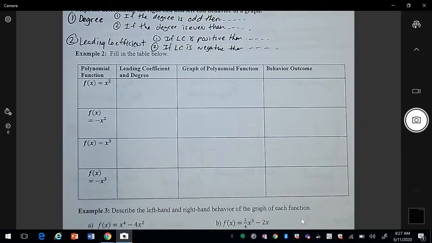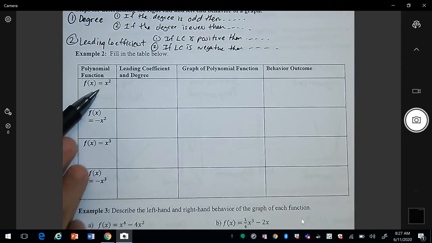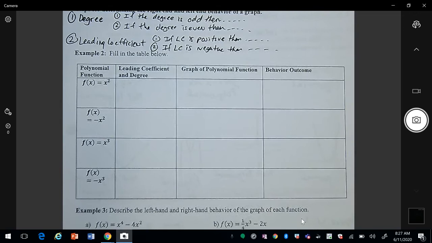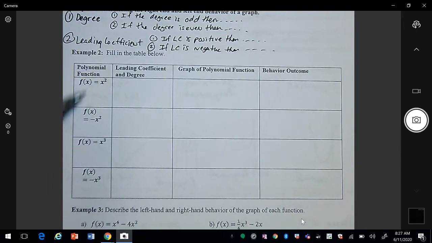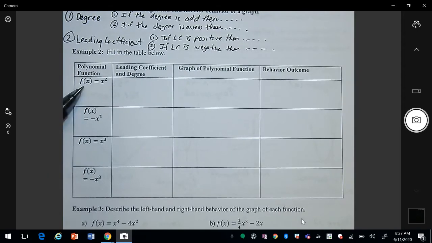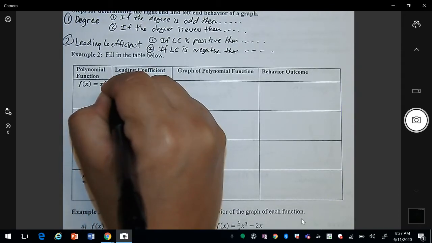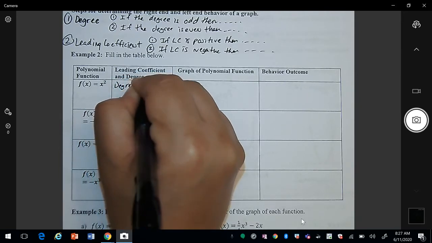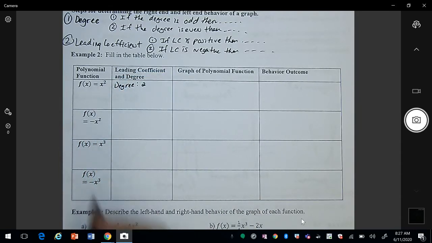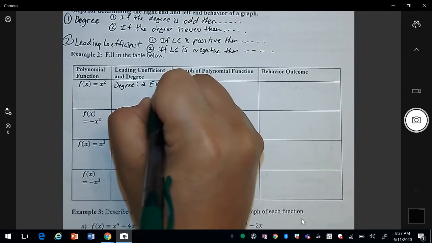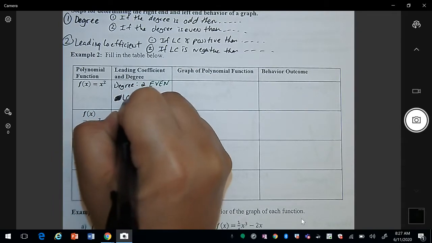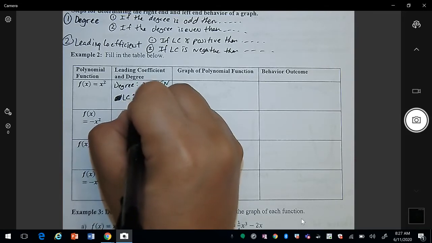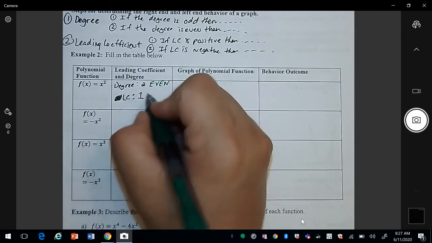In order to figure out these behaviors, I want to use 4 functions that we're familiar with. You can try to memorize the definitions, but since we know what these look like, then this will help you determine the behavior of any graph. So we know that f of x equals x squared is a parabola. The degree here is 2, and we want to say that this is even, because we're going to use that in a little bit. And then the leading coefficient is 1, and that leading coefficient is positive.